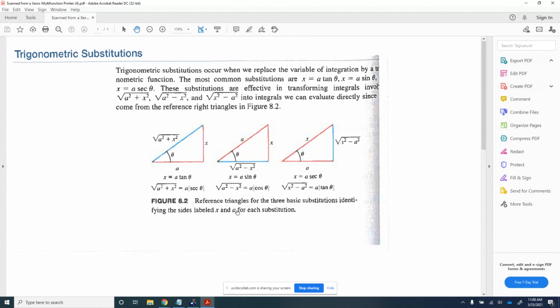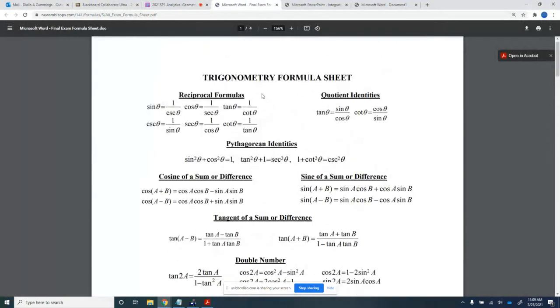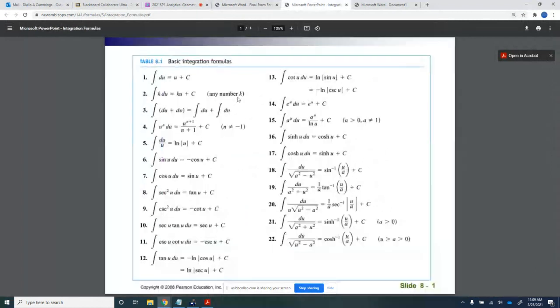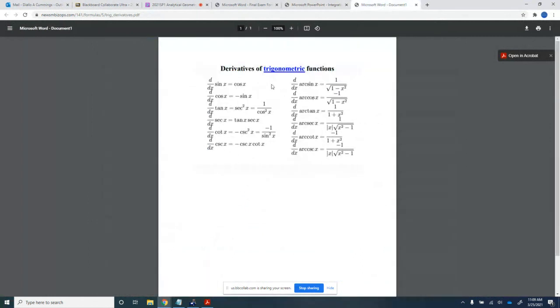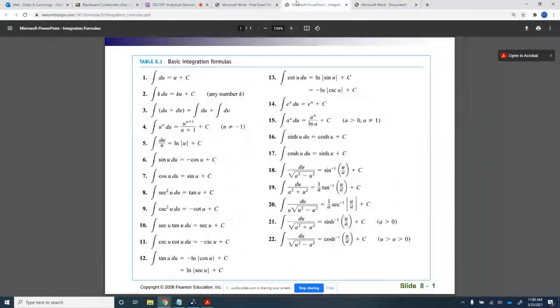Okay, here we're given the three what are called reference triangles, and we're going to need these in what we're going to do today. So you're going to need these trigonometric right triangles. You will also need the trigonometry formula sheet, because I want you to see where a couple of these things are coming from. You also need the basic integration table, and there were a couple of formulas that we added to this, and I'll go through those. And you'll also need the trig derivative sheet. All right, so you're going to need those 4 items.